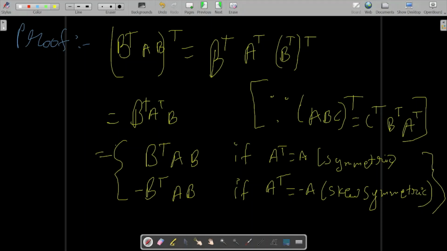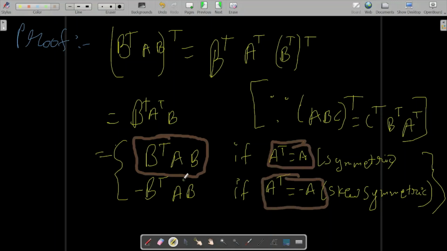Hence, it is clearly proved that B transpose A B transpose A B transpose is coming to the original matrix. It is coming out to be equal to the original matrix in case of A being symmetric, and if A is skew symmetric, then it is coming out to be equal to minus B transpose AB. That is, it is also skew symmetric. So if A is symmetric, it is also symmetric. If A is skew symmetric, it is also skew symmetric. So clearly, this is proved.